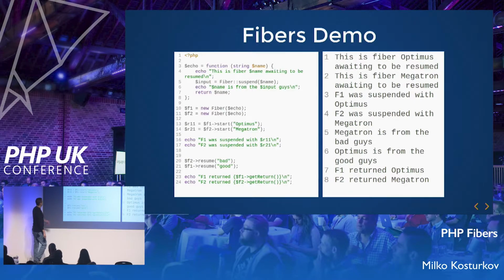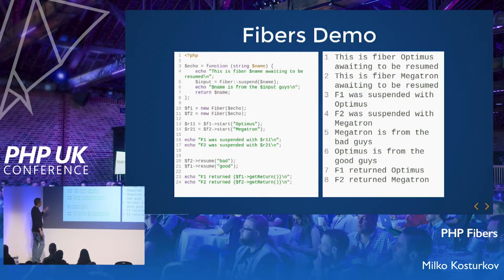So we'll define a function. Here, those 5 lines of code. It will just echo stuff and it will suspend. It will echo "this is fiber" and the name that we passed, awaiting to be resumed. Then it will suspend itself, like here. And when it gets resumed by something else, it will continue execution here. It will echo "name is" from the input, which is what we get from the input, and it will return whatever we passed.